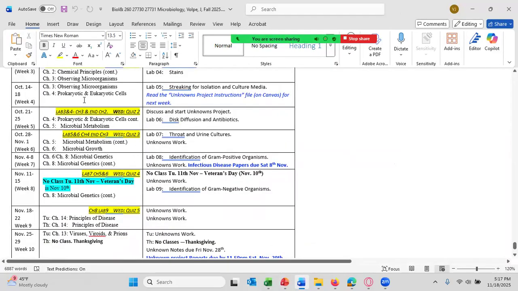a new document here. Oh, I forgot to mention there will be no lab today. You should be working on your unknown project today. There is no lab today. I will be logging in for 15 minutes just to answer questions, but there is no lab today.